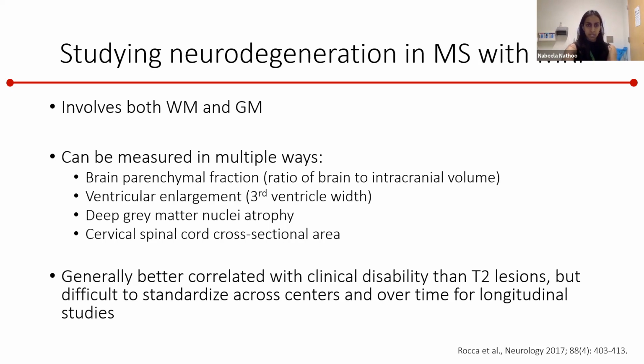Now, this is generally better correlated with clinical disability than T2 lesions. But it would be very difficult to standardize this across centers and over time, especially as some people are still using 1.5 Tesla, some are using 3 Tesla, some studies are using 7 Tesla. There is also variety in the acquisitions and the way that the atrophy is measured: do you have an automatic segmentation process or are you doing it manually? Those sorts of things make it very hard to standardize across centers, but I think it's a very important area.